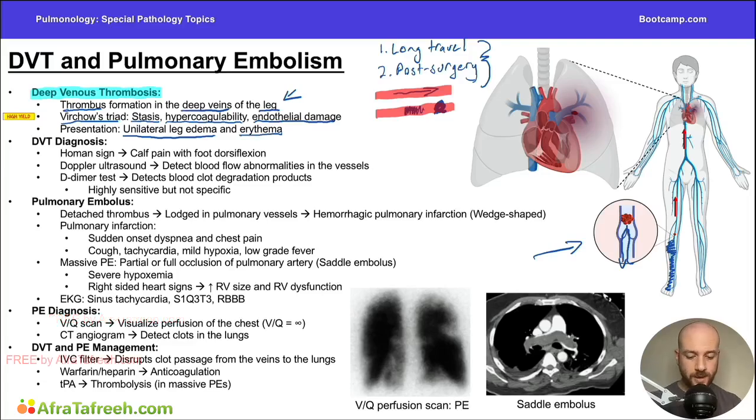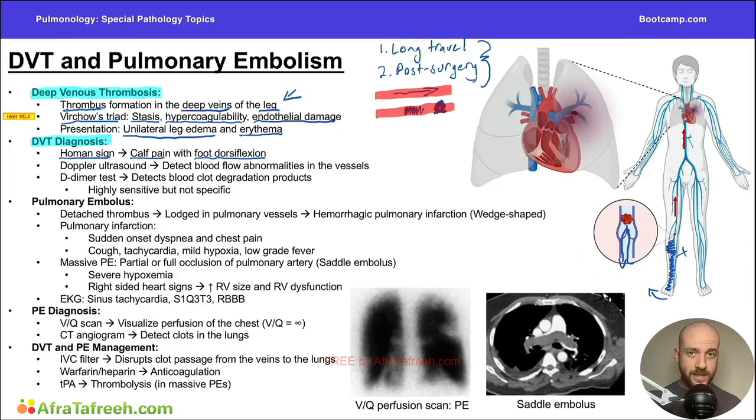Okay, so now we're going to be talking about the DVT diagnosis. So one of the physical exam findings that we may see when someone has a DVT is something called the Homans sign. And this is when we can get calf pain when the foot is dorsiflexed. So again, just taking a look at this diagram over here, we dorsiflex the foot, and this can elicit calf pain in the affected extremity.